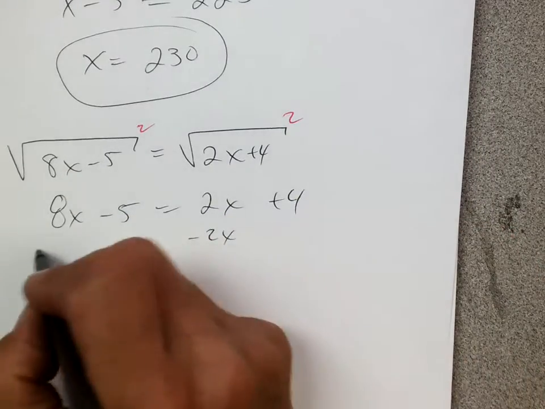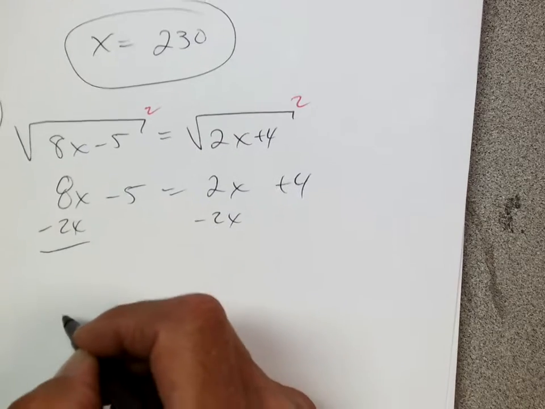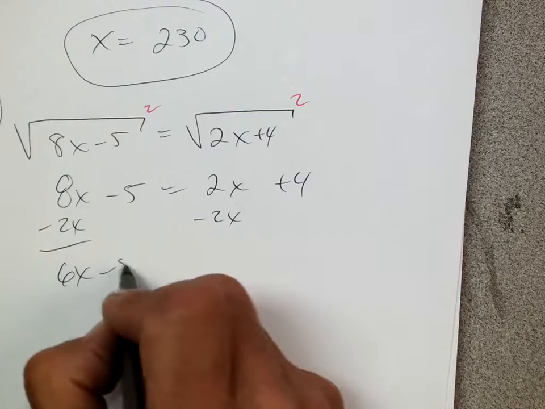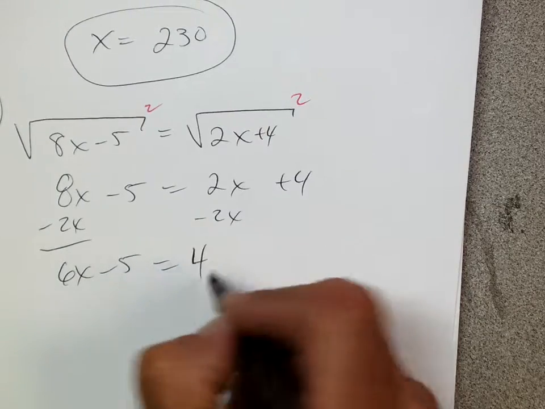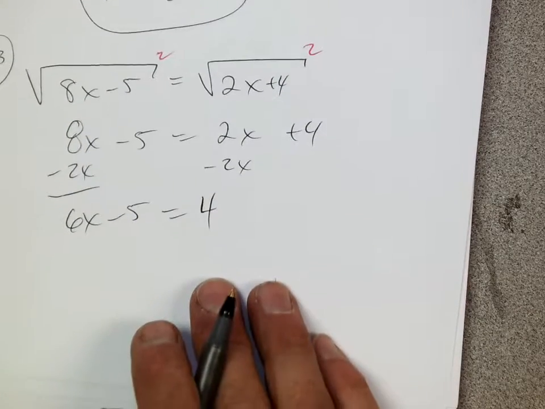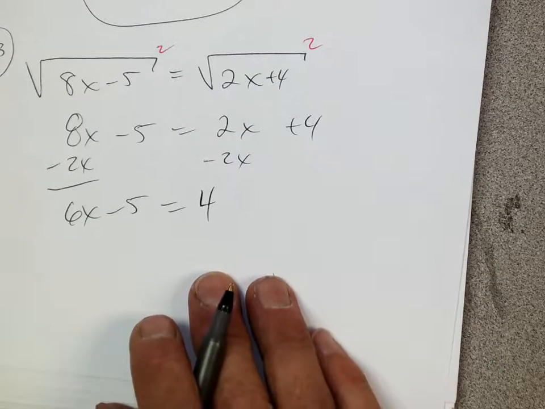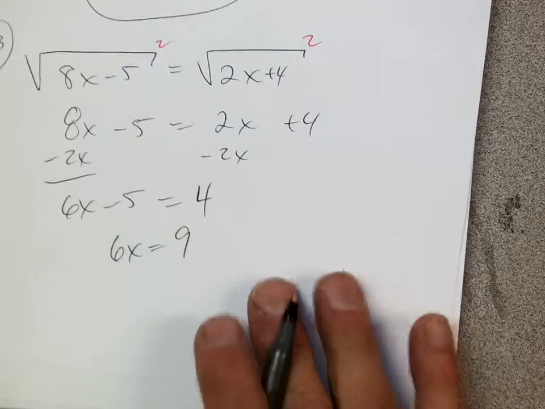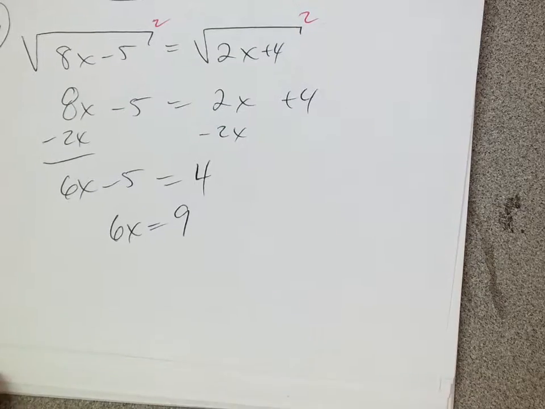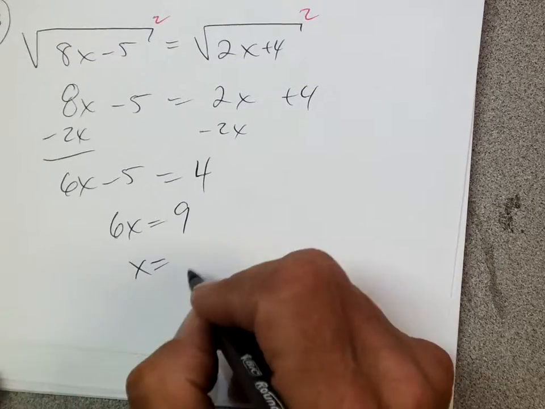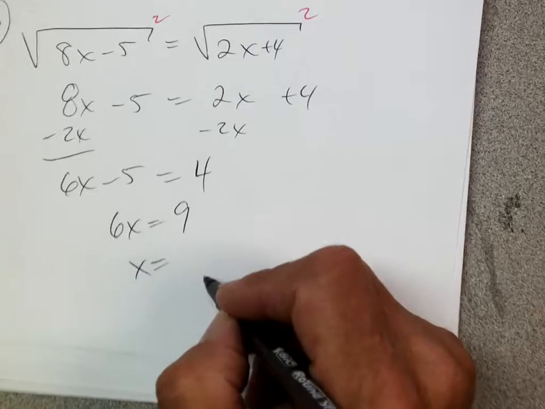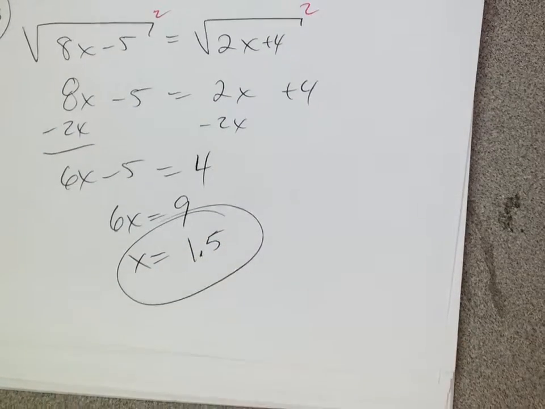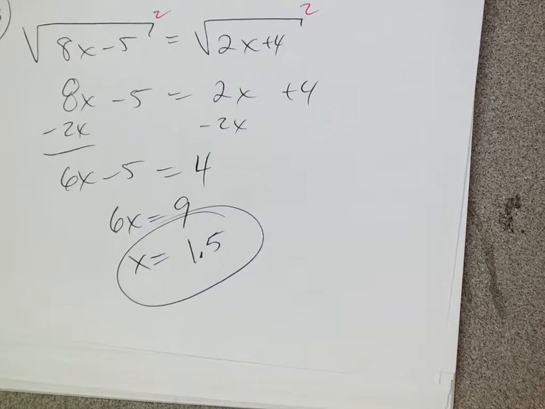Minus 2x, minus 2x. How am I doing? Am I going too fast? 6x minus 5 equals 4. How am I doing? Am I okay? Not going too fast. Plus 5, 6x equals 9. Divide by 6, and if you use your calculator, 9 over 6, 3/2, or 1.5. Easy, huh?